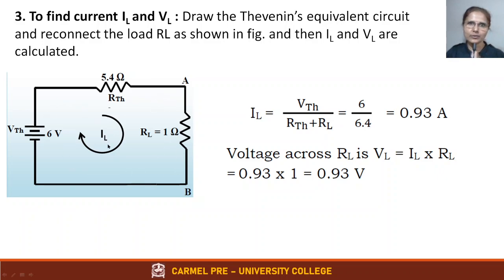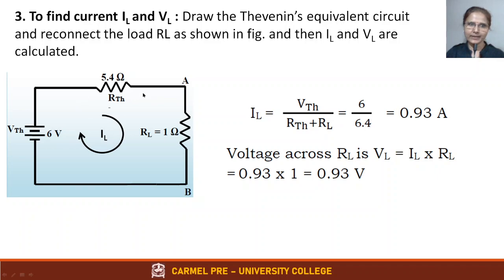So what is IL going to be? One voltage source divided by 2 resistors in series. So IL is nothing but VThevenin divided by the sum of these two, VThevenin by RThevenin plus RL, which is 6 divided by 5.4 plus 1, which is 6.4. It's going to be 0.93 amps.